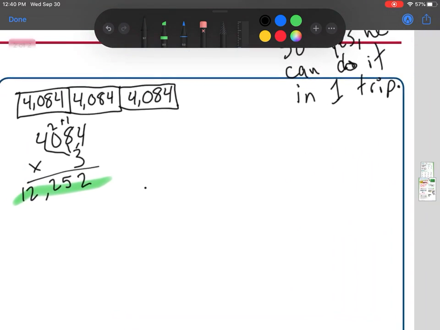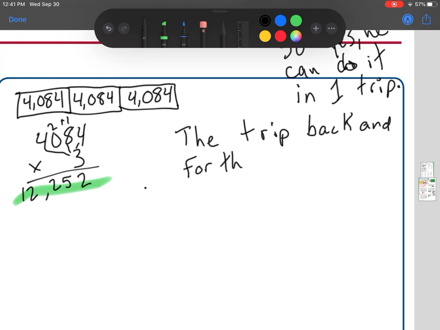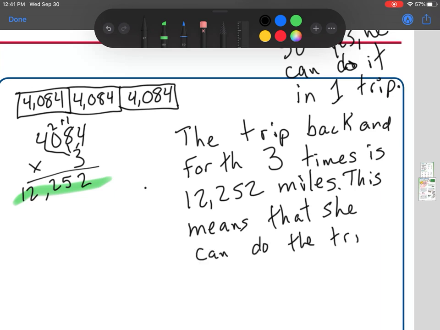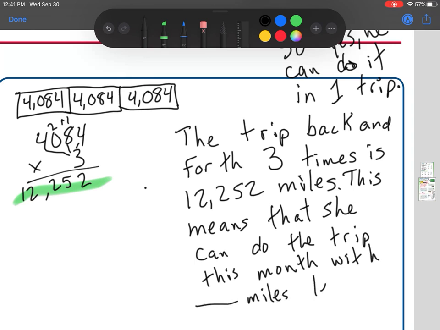So now we need to do our explanation. We will say, the trip back and forth, and how many times? 3 times, is 12,252 miles. This means that she can do the trip this month with blank miles left. But we don't know how many miles left because we have to now subtract these.